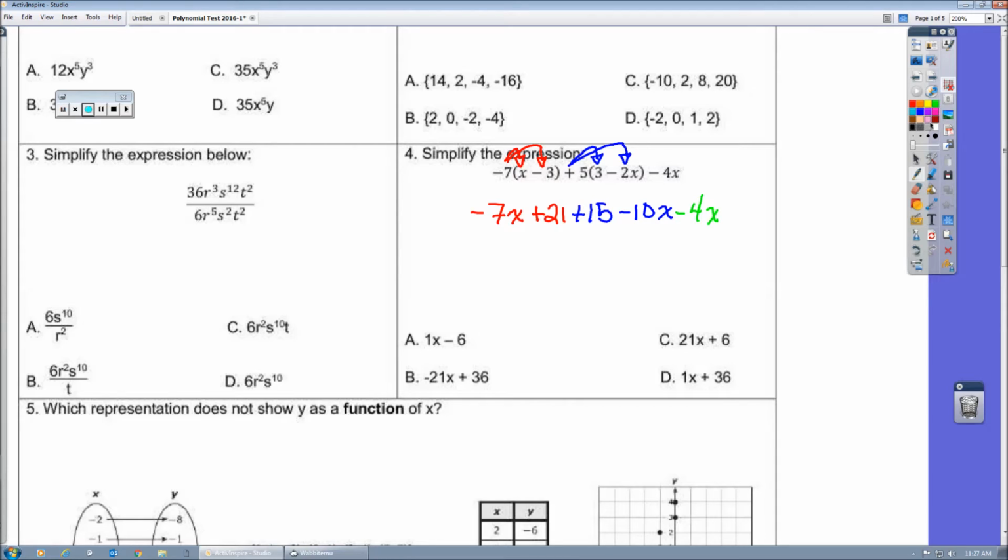After you get done distributing, start combining like terms here. So we're going to put the x's together first. Negative 7x minus 10x gives me negative 17x. But I need to go further into the negative, so negative 17 minus 4 is going to put me at negative 21x. And then you're just going to combine your numbers here. 21 plus 15 is 36, and our answer is B.